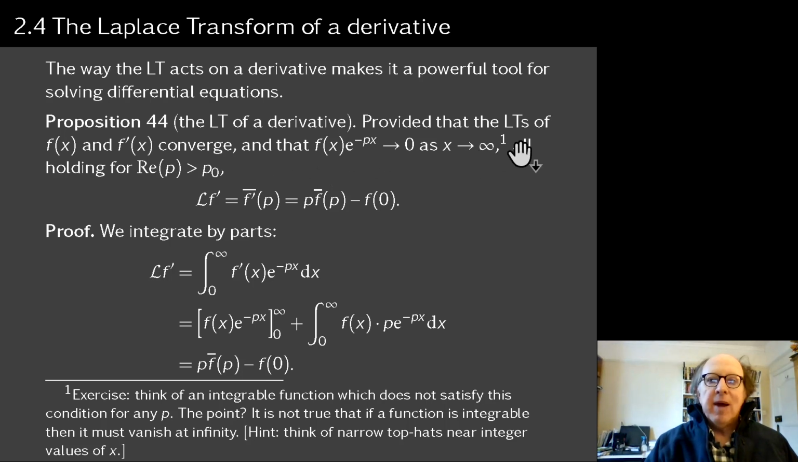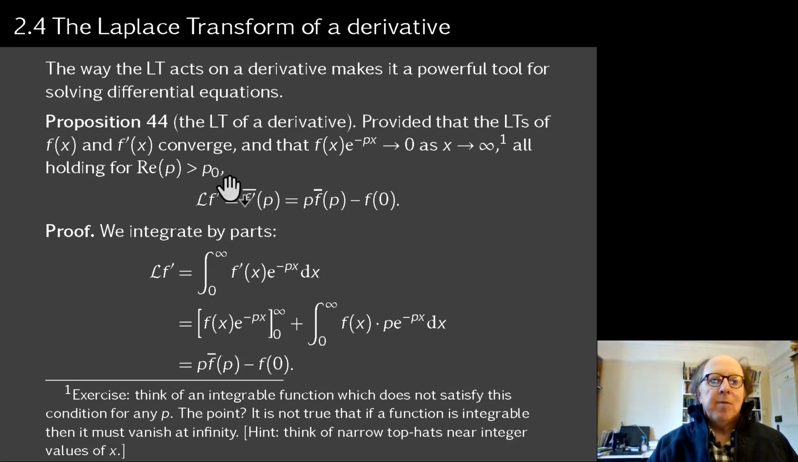So suppose we have a function f of x, and suppose that its Laplace transform and the transform of the derivative converge. Interesting exercise: think of an example for which the transform of f prime doesn't converge, but the transform of f does. Not very difficult. And suppose that f of x e to the minus px tends to 0 at infinity. Again, an exercise to think of an example for which this is not the case, but the function is nonetheless integrable. So suppose all of these things, and these are little technical conditions which we're not going to worry about too much in this course, but we know we need them.